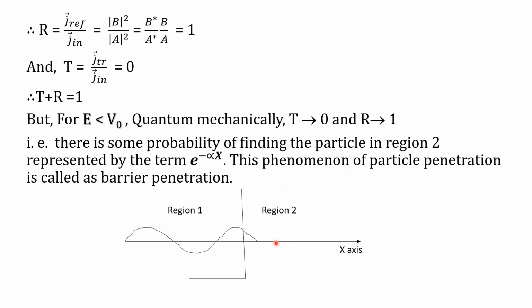It indicates there is some probability of finding the particle in region 2. That phenomenon is known as particle penetration or barrier penetration. And that is the result of the motion of the particle across a step potential using the quantum treatment.